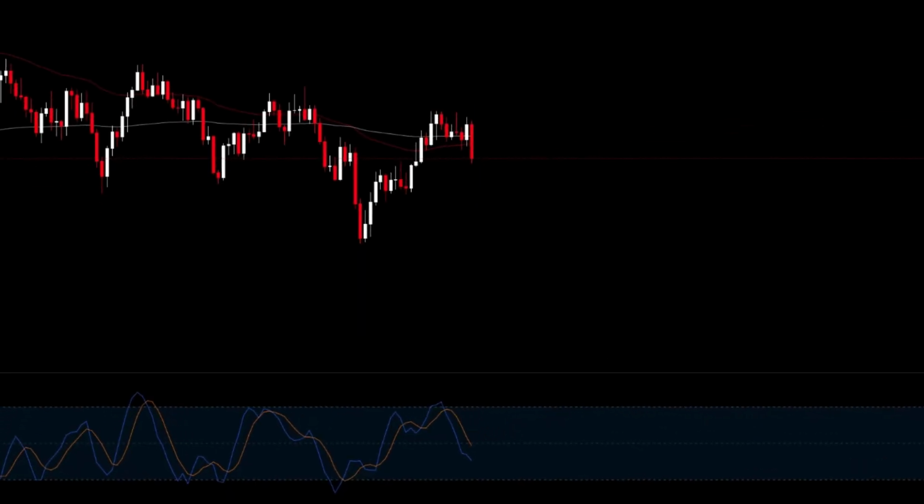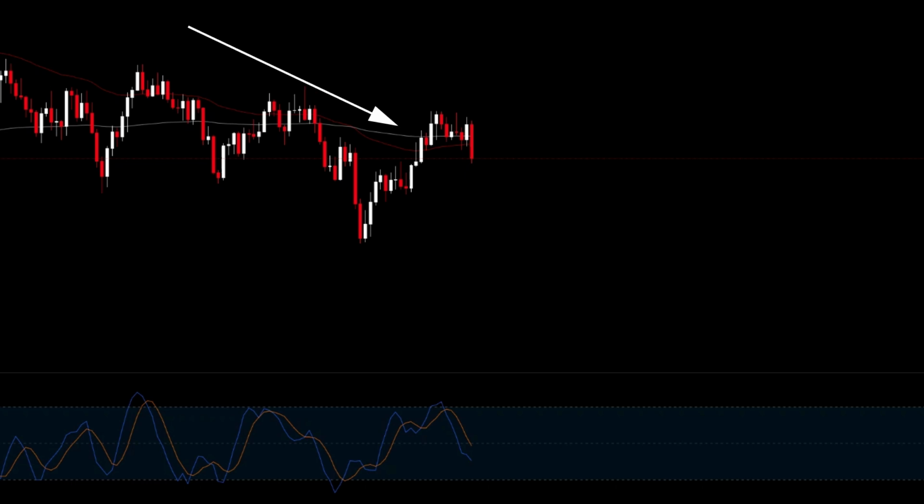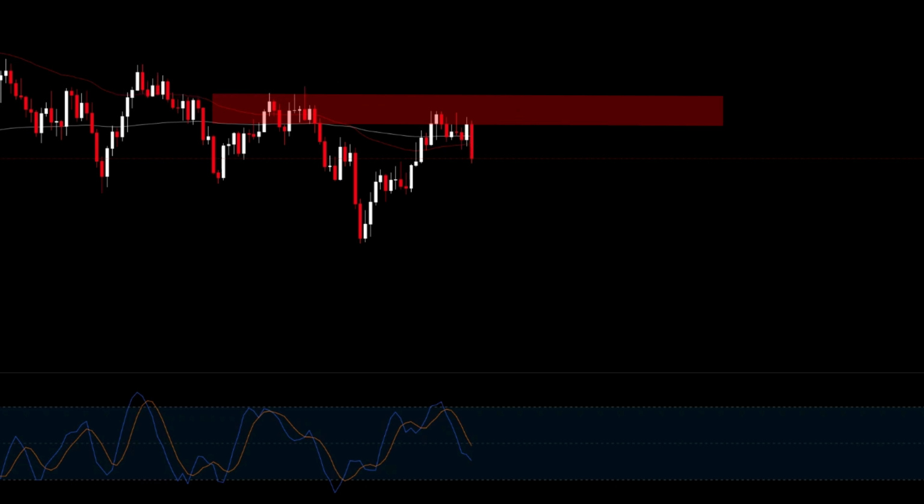Here I've selected a 5-minute time frame chart of gold. As you can see, the price is forming lower highs and lower lows, indicating a downtrend. The 50-period moving average is below the 150-period moving average. The price has reached a resistance zone and a bearish engulfing candle has closed. Look at the stochastic oscillator indicator. The blue line has crossed below the orange line and entered the overbought zone.